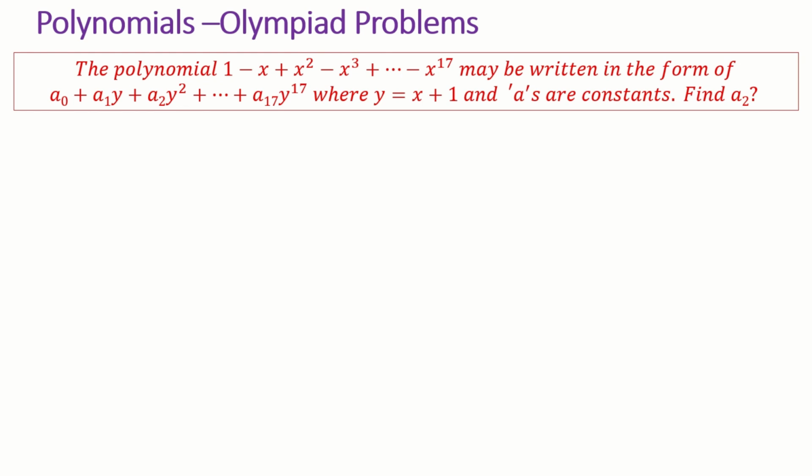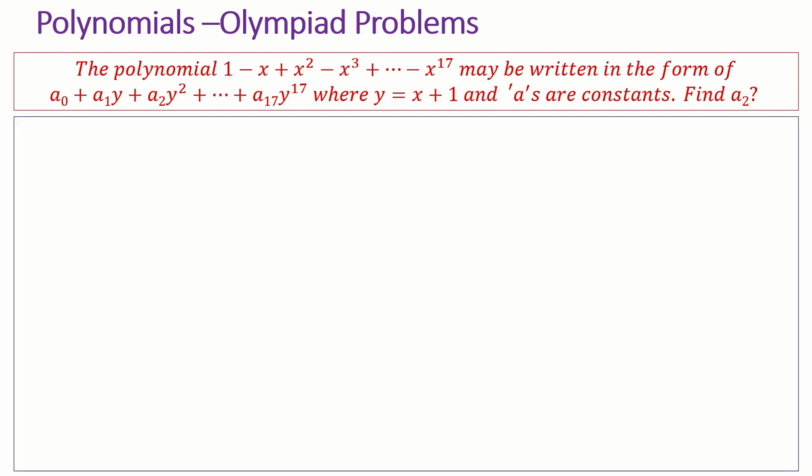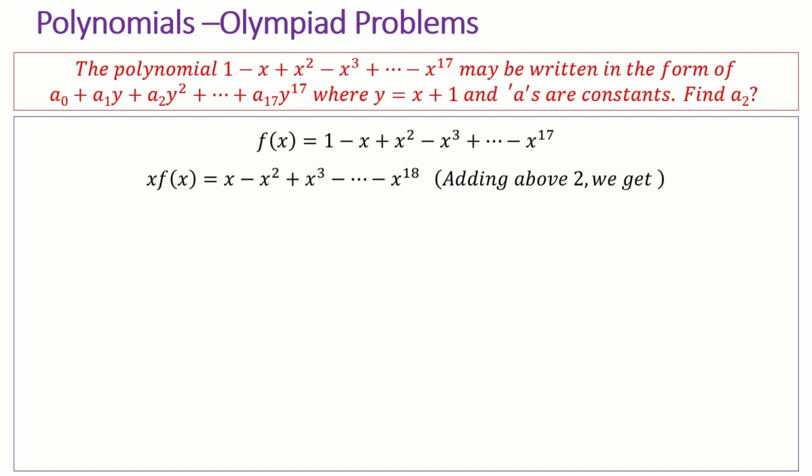So you need to find a relation between x and y, right? y equal to x plus 1 is given. So you need to find the polynomial constants. What will be the constants? Okay, let's see. First, take f of x, which is given here. We will rewrite this and find another definition of f of x. Multiply x into f of x, then each term will be multiplied with x, right? So x minus x square plus x cube minus and so on up to minus x power 18.